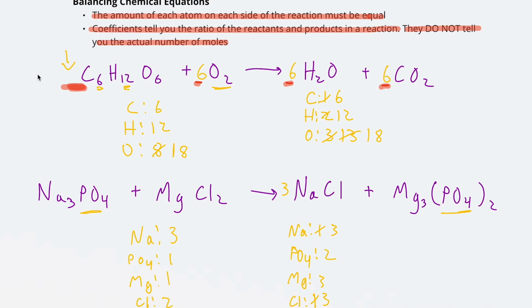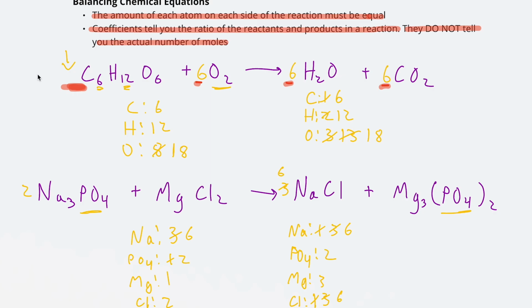And then now for the second atom, for the phosphate groups, we need 2 phosphates on the left, so we'll put that coefficient there, which changes the phosphate on the left and the sodium on the left. So let's go back and rebalance our sodiums. So instead of 3 NaCl's, we're going to need 6. And then that will change our chlorines as well to 6.